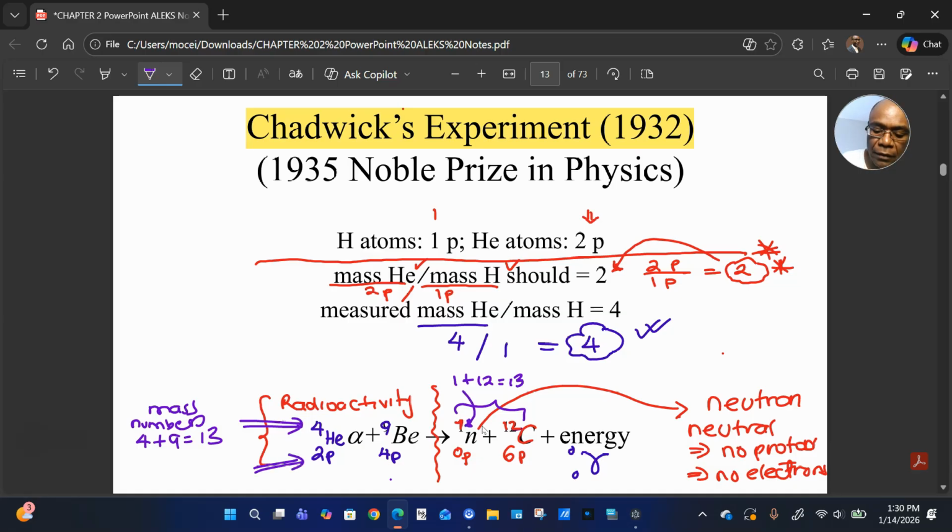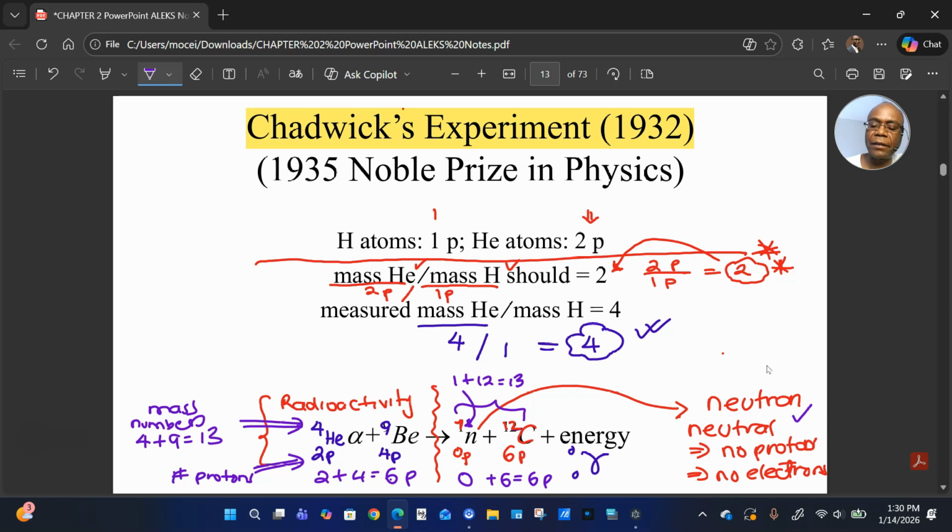Now at the bottom here, the subscript, those are the number of protons. On the left side, you have 2 plus 4 gives you 6 protons. On the right side, you have 0 plus 6 gives you 6 protons. So everything is conserved left and right. And this is how the neutron was discovered.